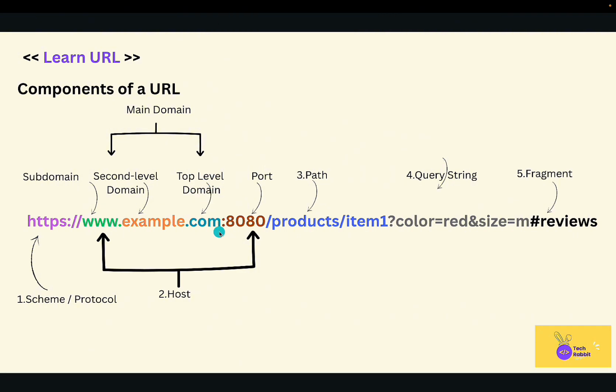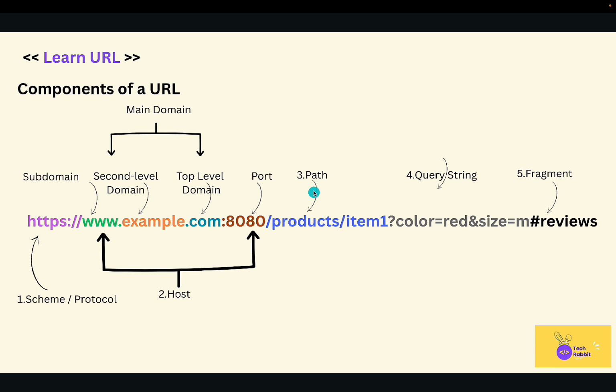The last section of the host is port. Port starts with a colon and the number of the port. And basically it's an optional section of the URL. It also specifies the gateway used for connection. There are different port numbers which are designated for different purposes. In this example, we have port 8080, which is for testing and development purposes.